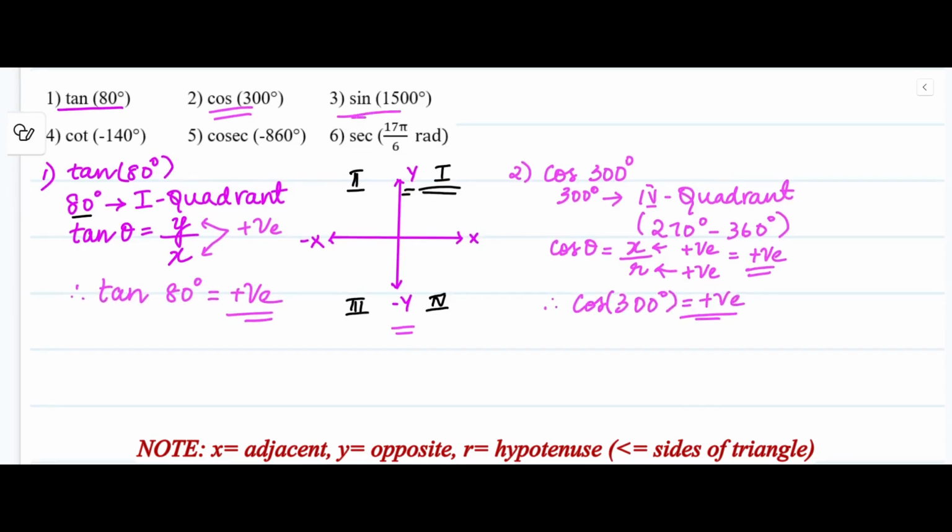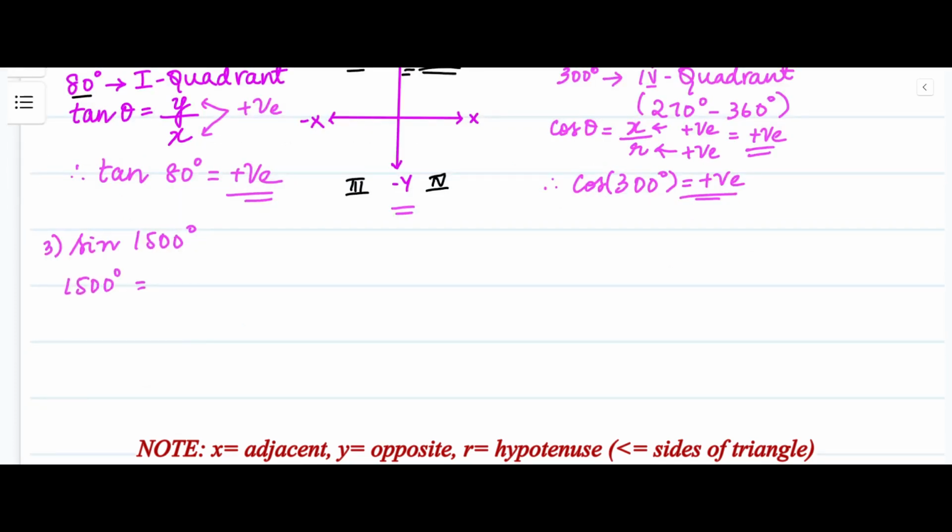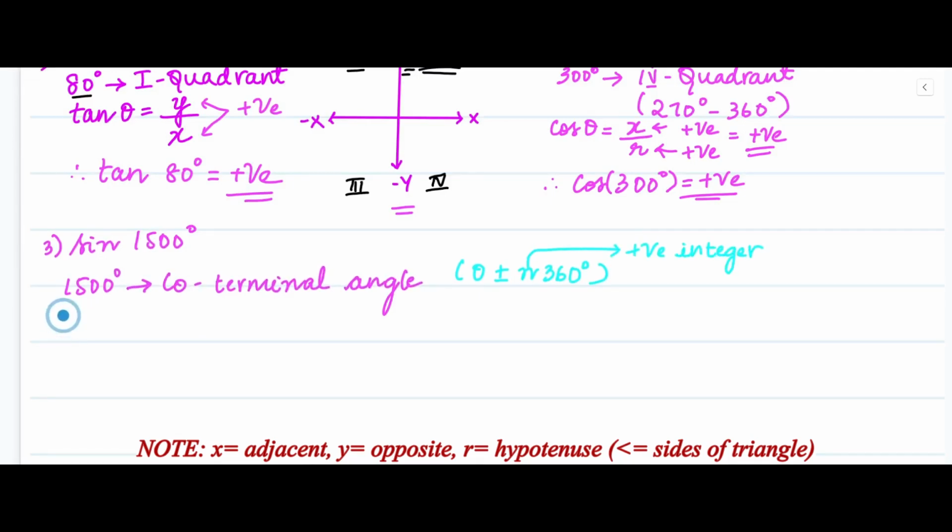Next question is sine 1500 degrees. 1500 degrees. So here we can apply the coterminal angles. Criteria for coterminal angle is theta plus or minus n of 360 degrees. N is always a positive integer. We have to find out the nearest value for 1500 degrees in terms of multiples of 360 degrees. We will get 1440 degrees plus 60 degrees to be equal to 1500 degrees.